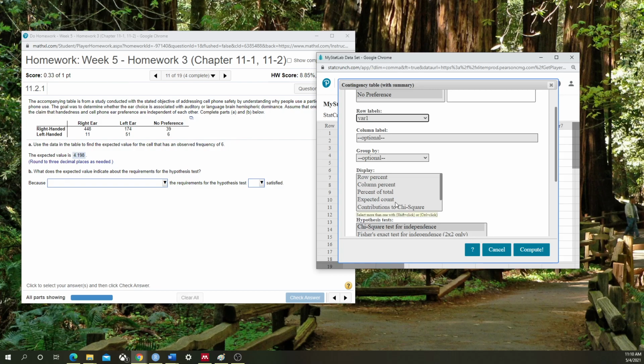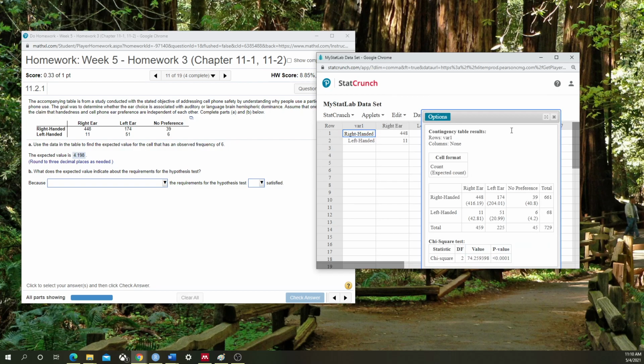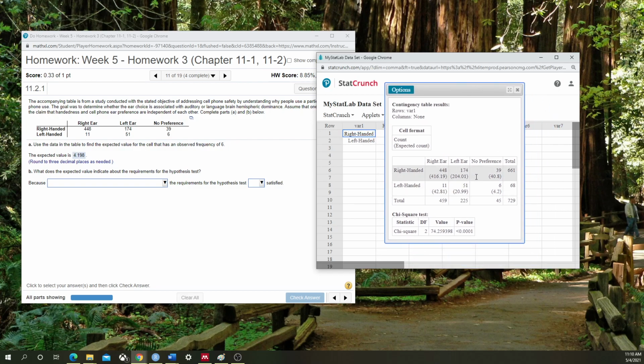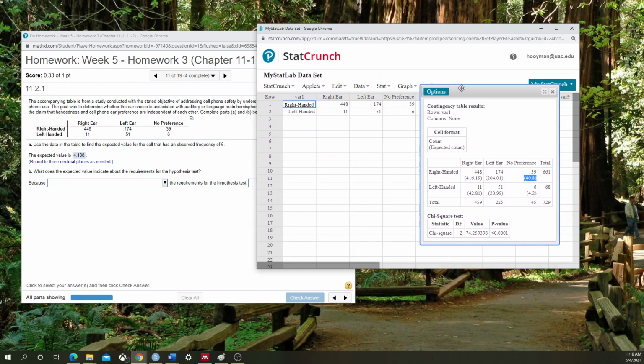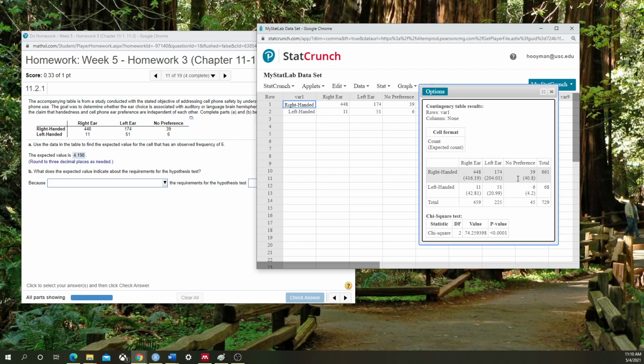So here in this first question, it says use the data in the table to find the expected value for the cell that has an observed frequency of 6. You can go to StatCrunch, click on expected count, and click compute. That's all you need to do. You can see here in parentheses underneath what was the data. Let me make this a little bigger so you can see it. No preference for right-handed people is 39. It expects us to be about 40.8, so pretty close.